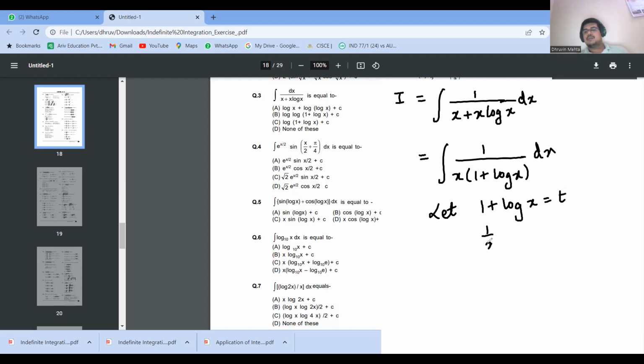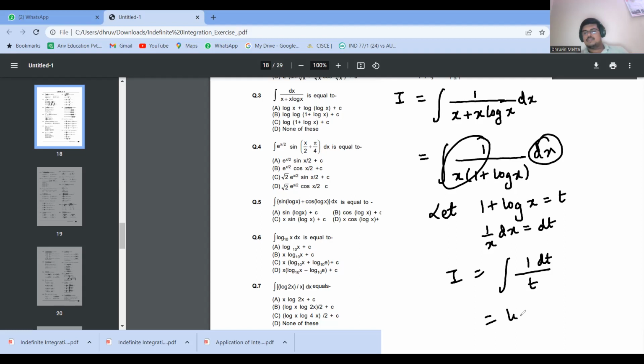Yeah. So the derivative: 1 by x dx will be dt. So this question becomes, see, 1 by x dx will become dt, and denominator में t आएगा. So it will be log mod t, which is log mod of 1 plus log x. So C is the answer, guys. Are you following this, Muskan, Trisha? Yes, sir.